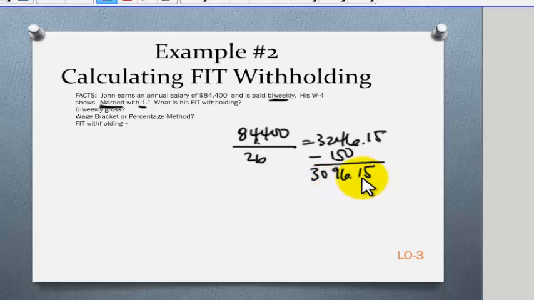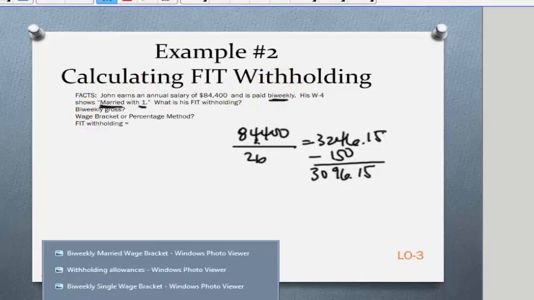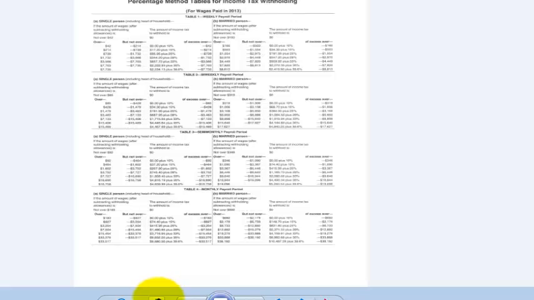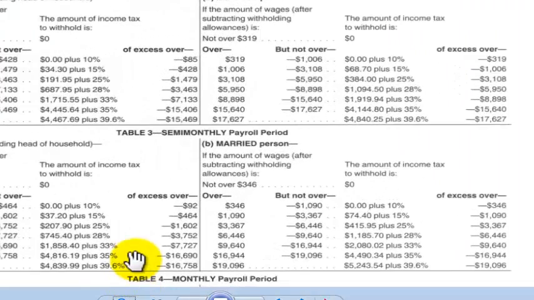So now we've got this $3,096.15 number. Now we're going to go and look that up on our percentage method table. So remember, he is bi-weekly married, okay? And so now we're going to go to our percentage method. This is on page T3 in the appendix of your book. Okay, and so here I'm looking at Table 2, and notice that this side is for single, this side is for married.